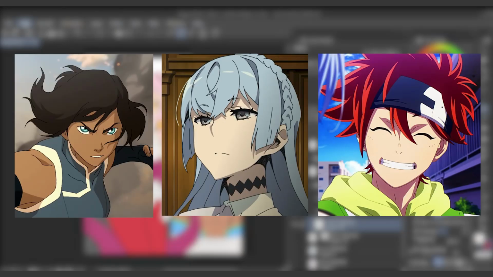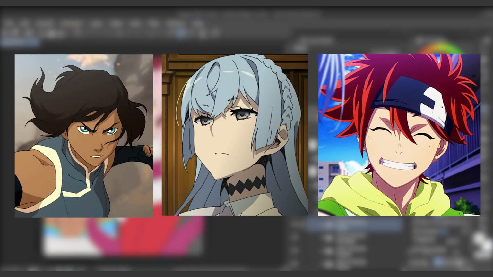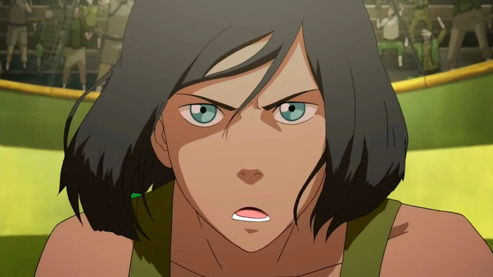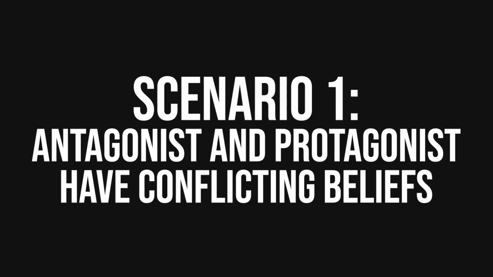Examples of characters whose internal conflict prevented them from achieving their goals include Korra from The Legend of Korra, Noriko Sonozaki from Kiznaiver, and Reki Kyan from SK8 the Infinity. All three of these characters had an instance where they gave up on themselves because their insecurities became too much to handle. Your antagonist and protagonist should be two sides of the same coin.